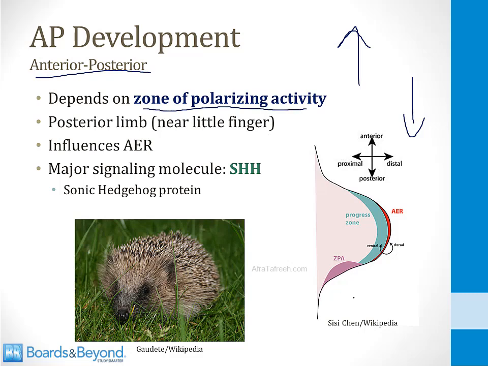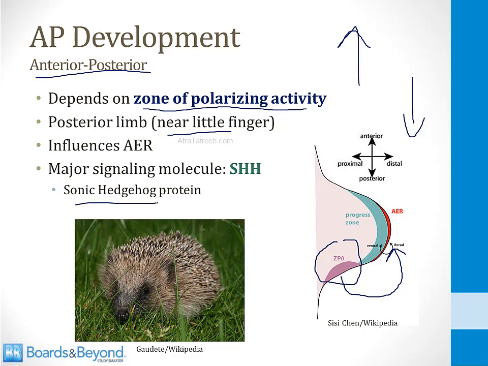If you look at my diagram on the screen here, the zone of polarizing activity is a zone of tissue found in the posterior limb, which means at the bottom near the little finger. And this zone of polarizing activity influences the apical ectodermal ridge, and that leads to normal development along the anterior-posterior plane. And the major signaling molecule produced by the zone of polarizing activity is our friend, the sonic hedgehog protein.